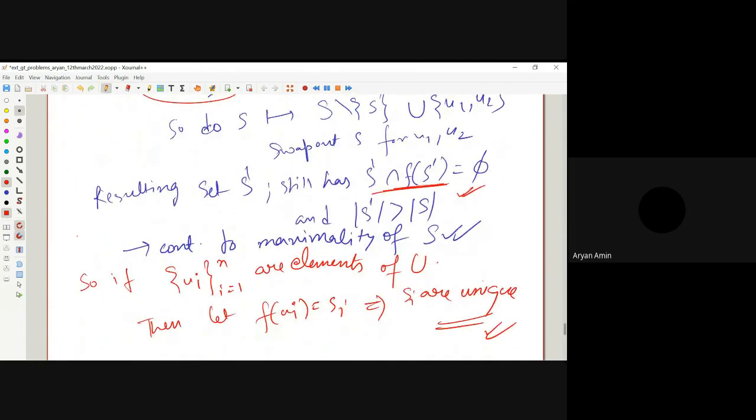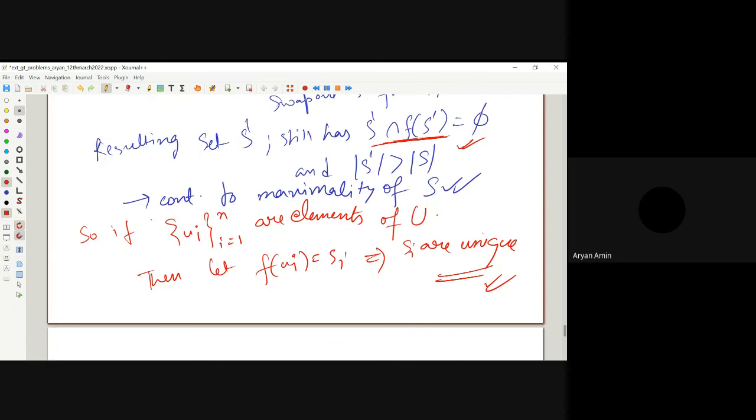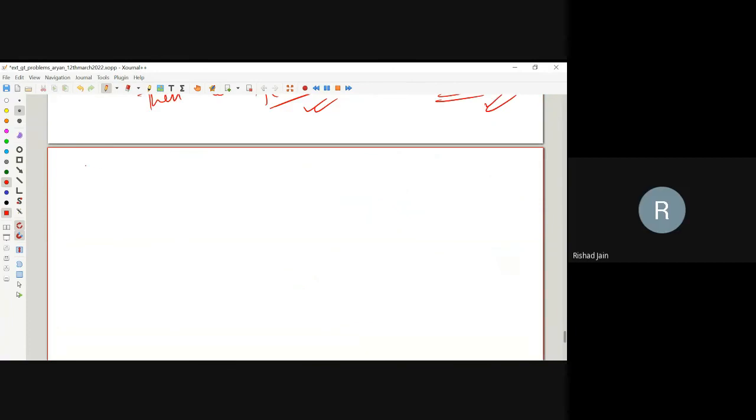So this means that if you write out the elements of U as u1, u2, up till un for some n, and you write f(u_i) equals s_i, then the s_i must be unique. So this is what the claim tells us. Does that make sense now? Yeah, thank you.